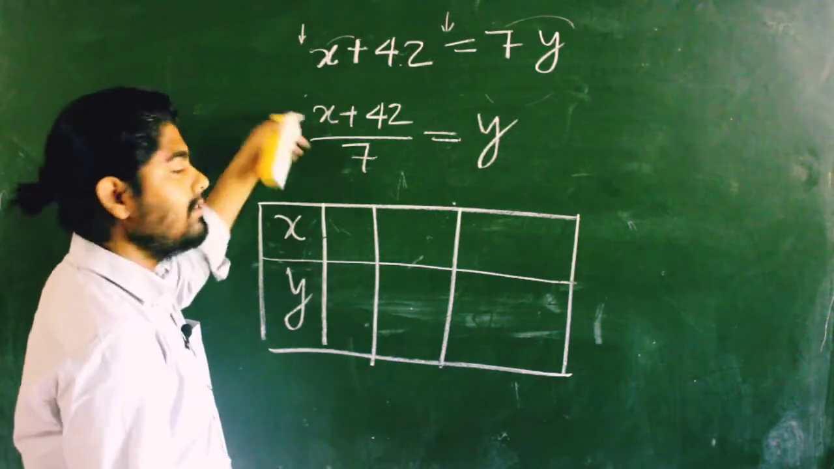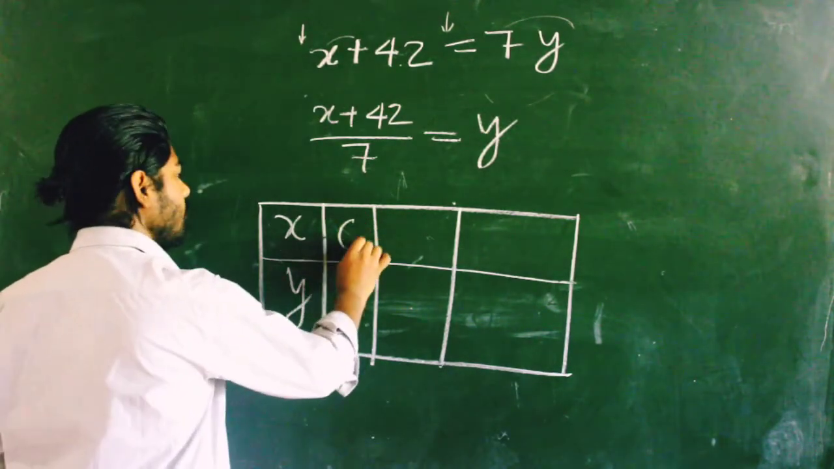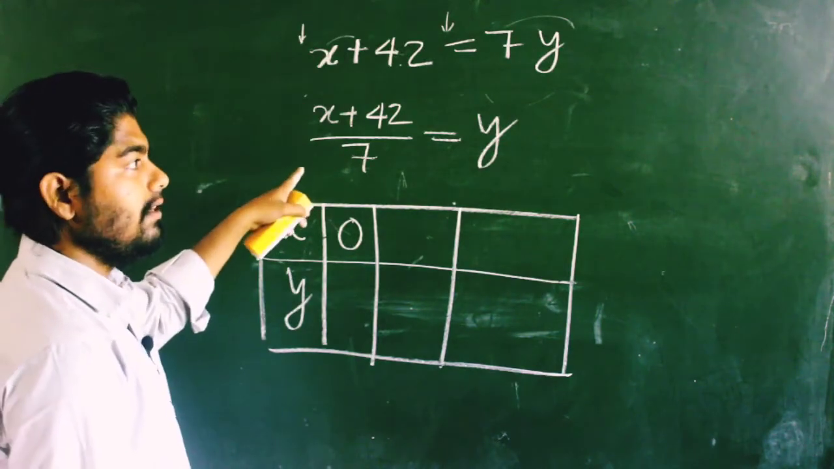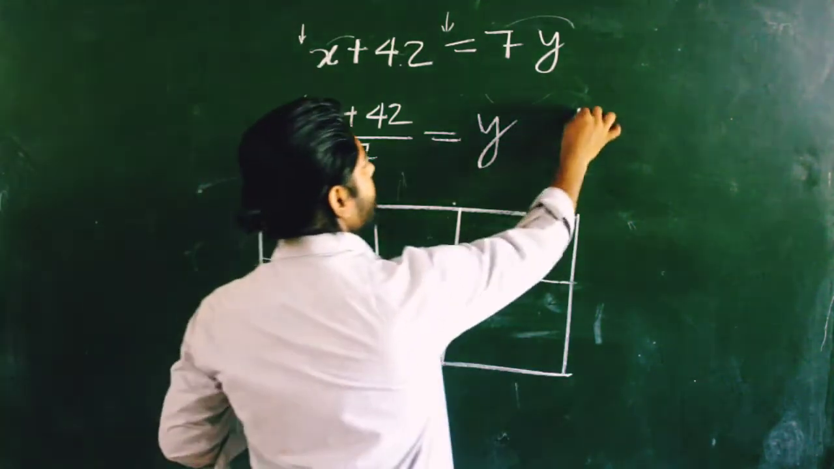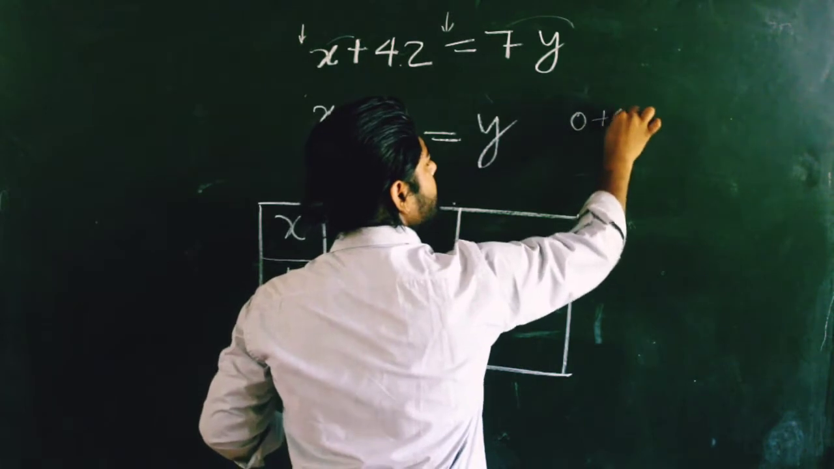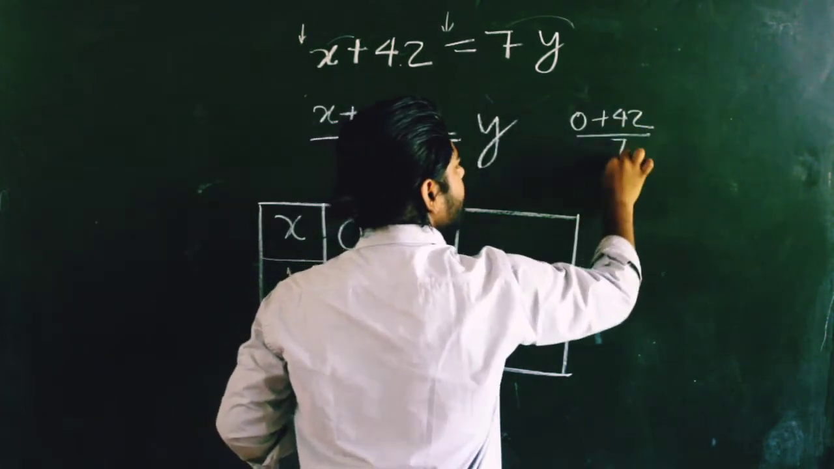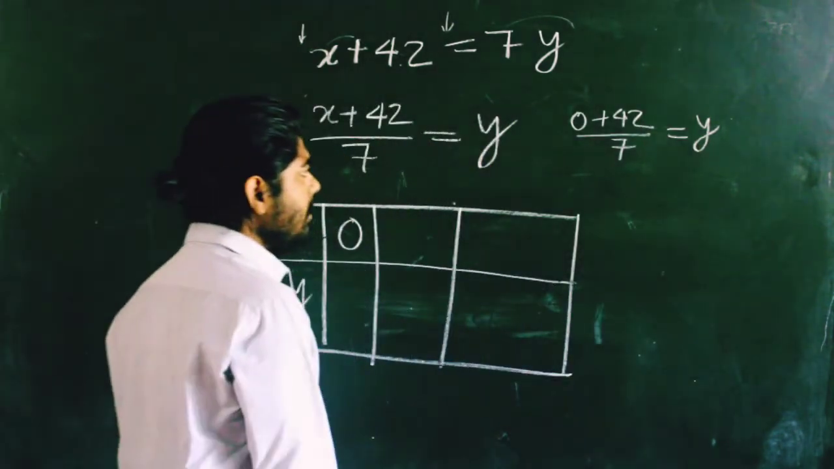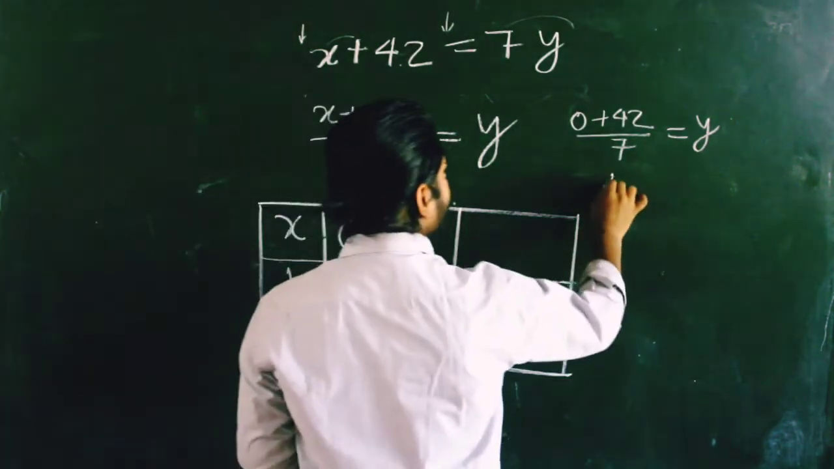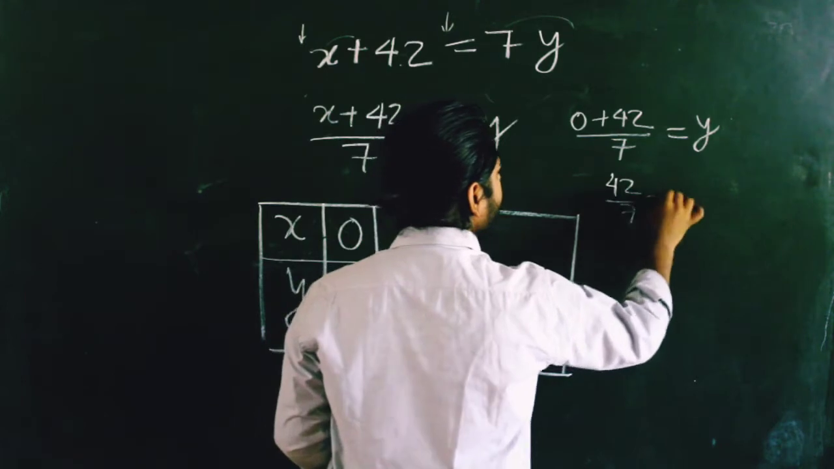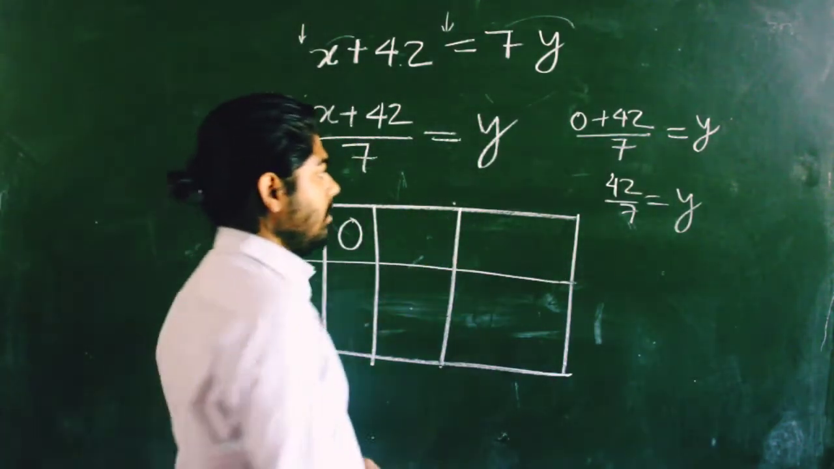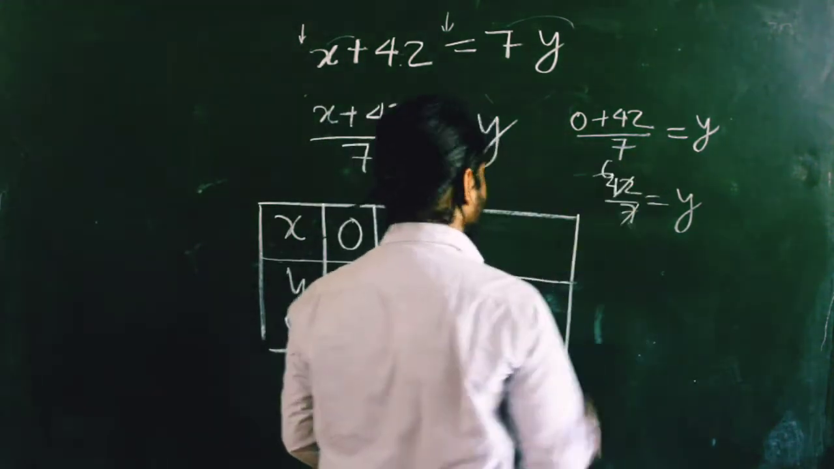So x, let's say 0. You have to solve, but it is quite easy to solve. So 0 plus 42 by 7 equal to y. So we end up with 42 by 7 equal to y. So this is our 6.